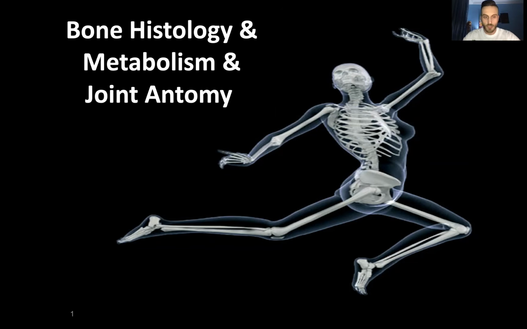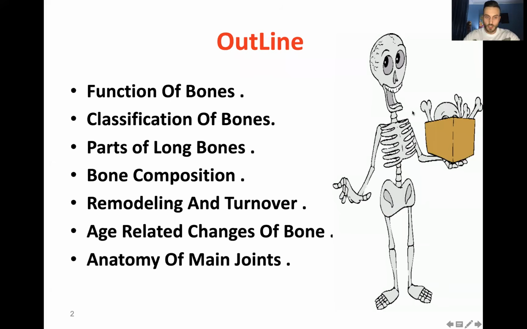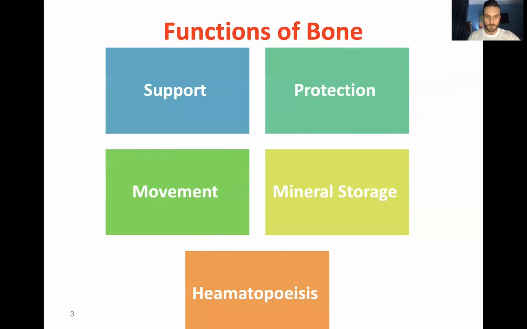For today, we're going to be talking about bone histology, metabolism, and joint anatomy. And let's start. So the outline will be talking about functions of the bone, classifications of the bone, what are the parts of the long bones, and what is the bone composed of. Then we will go to remodeling and turnover, age-related changes of bone, and finally anatomy of some joints.